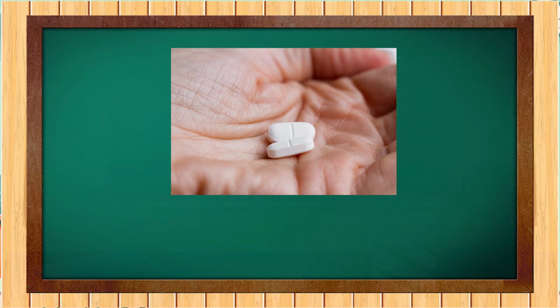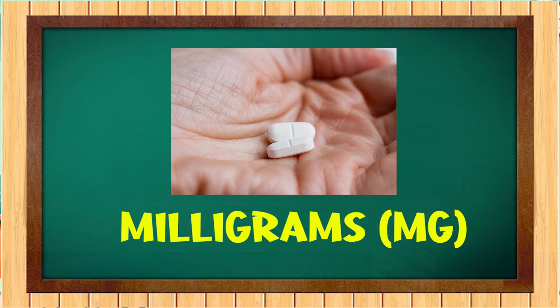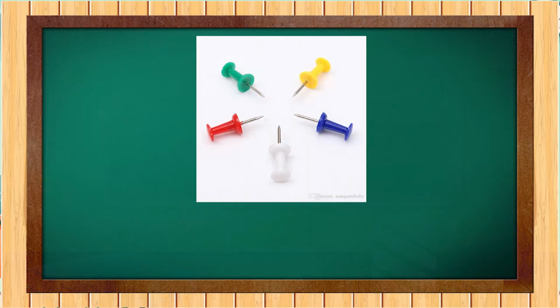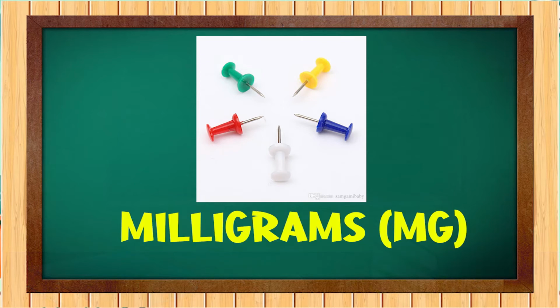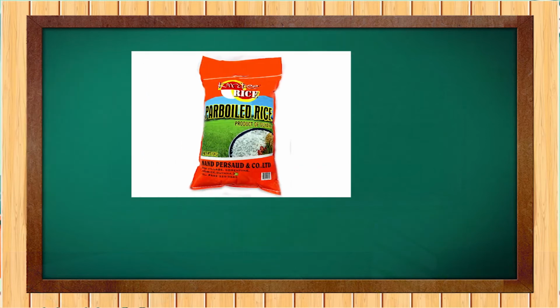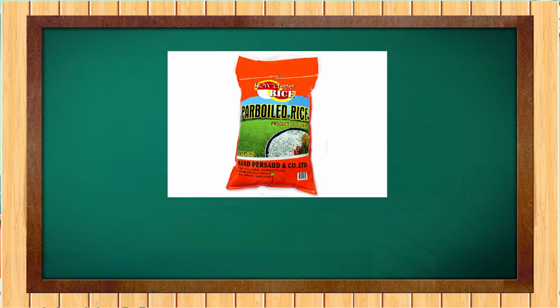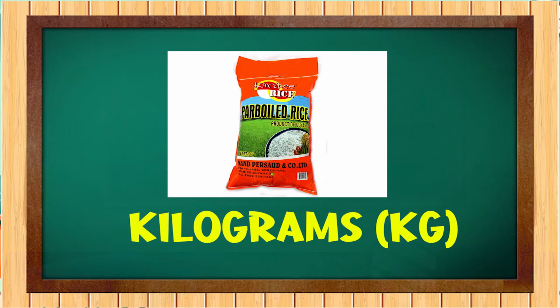We have a pill. We use pills when we are ill to feel better. Now the unit of measurement of a pill is milligrams because a pill is a small thing. Thumbtacks. The unit of measurement we can use to measure the weight of thumbtacks is milligrams because those are very small. Take, for example, a bag of rice. Would you use milligrams to measure a bag of rice? No, that is for smaller objects. A bag of rice would be measured in kilograms.